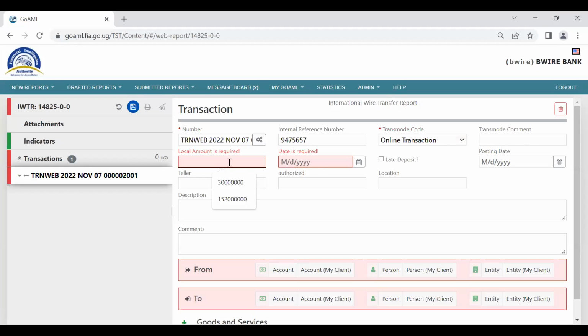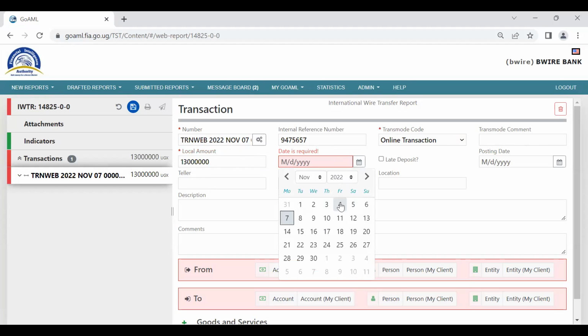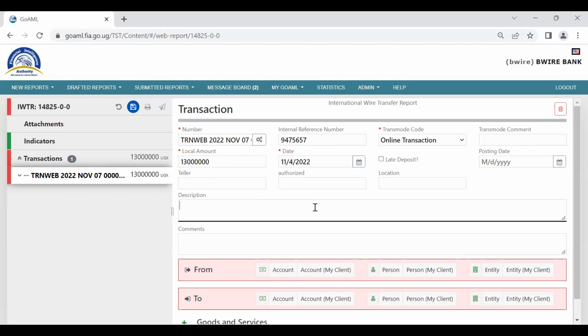So international transfers are irrespective of amount. There's no threshold. So it could be 1 million, it could be 100 million. Any amount, as long as it's leaving the country, is reported under international wire transfer. So there's no threshold. So what reason can we put here? The purpose for the transaction.